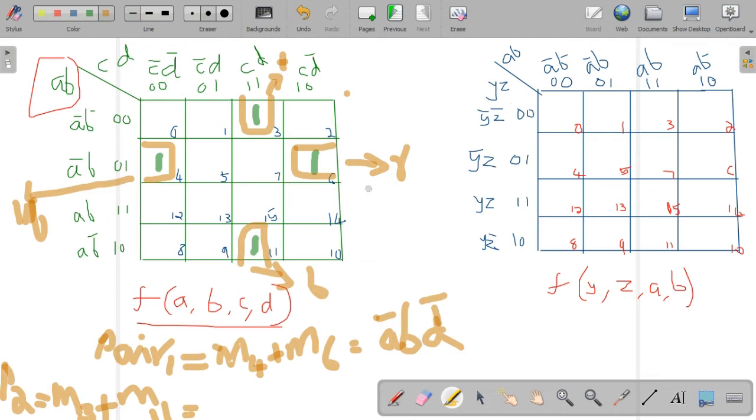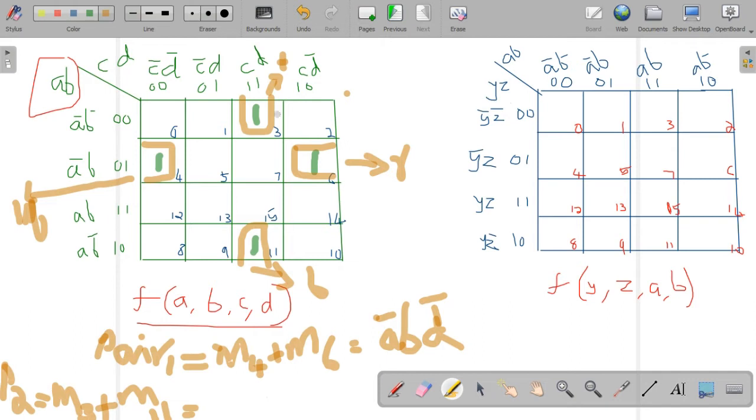The second pair has only one column and 2 rows, so CD will be there. Then which one is changing? Pair 2, M3 plus M11.